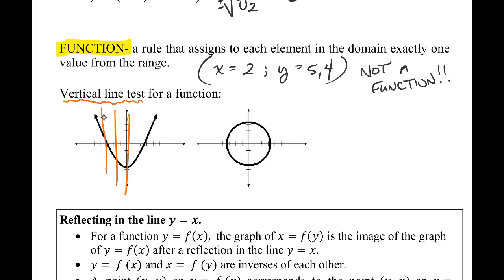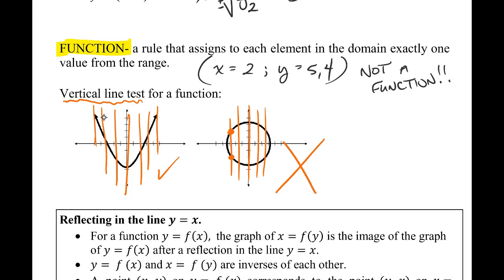And at any point, if it crosses my graph more than once, that means that there's more than one output for that input, and it doesn't pass the vertical line test, so it's not a function. So this first graph absolutely is a function. The second graph, though, is not a function because, with the exception of at the very ends, every time I draw a vertical line, and imagine that these are all straight up and down, I'm hitting my circle at more than one point, which means the second I get a hit here and a hit here for the same x value, it is not a function.